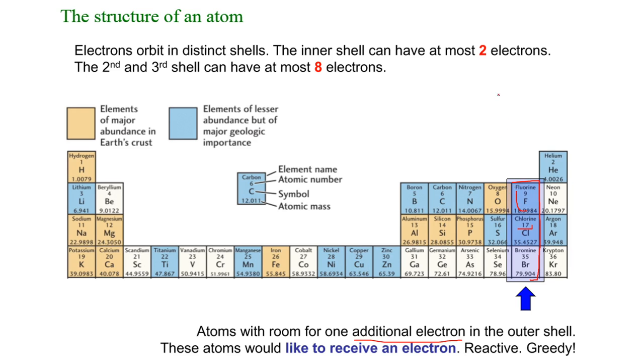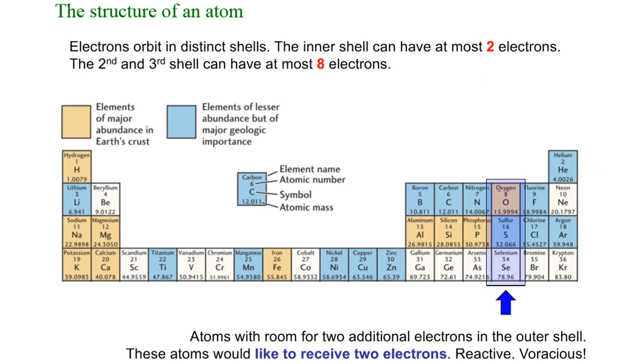So fluorine has 2 electrons in that first shell. In the second shell, it's only going to have 7 out of 8, right? So it's greedy to have just one more electron. Okay, so all these atoms are like that. They want to have one more electron.